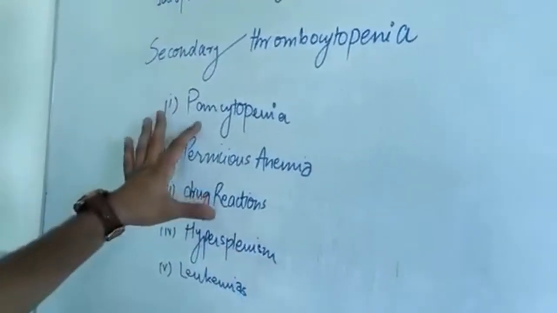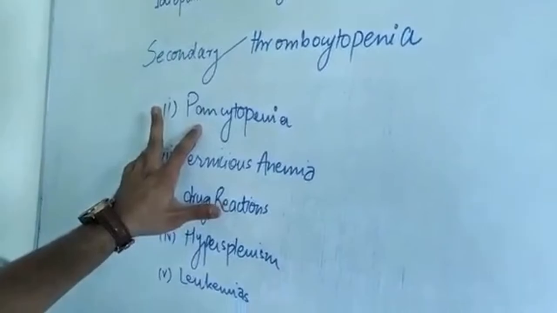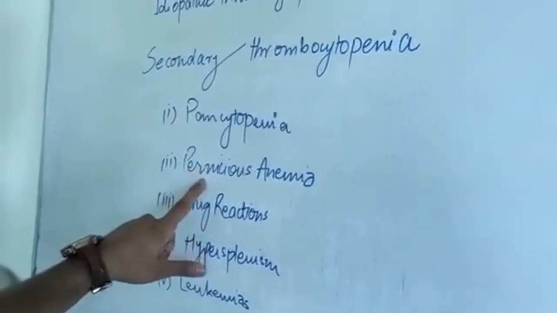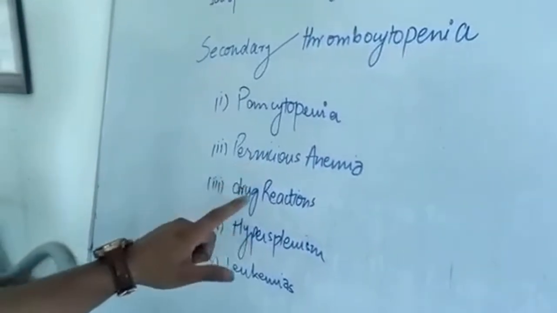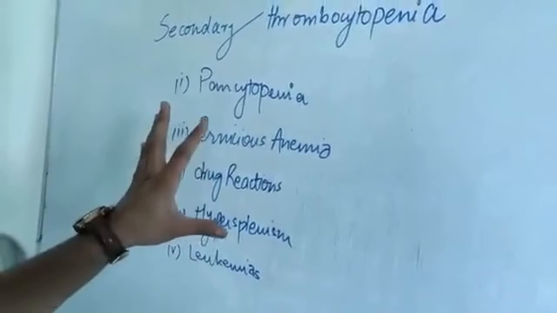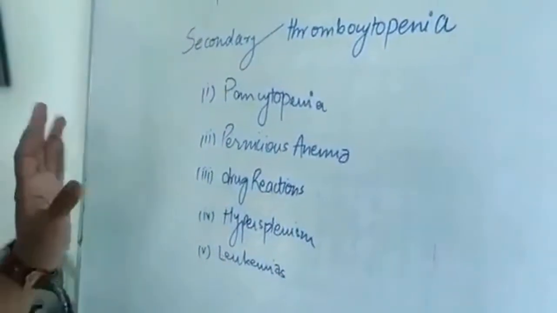In case of pancytopenia, go for blood culture, go for blood picture. In case of pernicious anemia, go for peripheral blood smear. And in case of drug reactions, you must be having some drug intake history. So that's all for this practical.